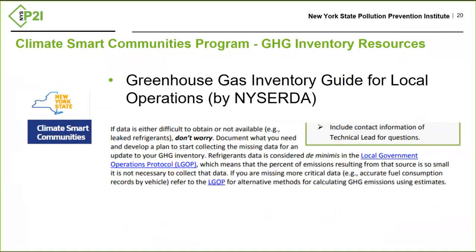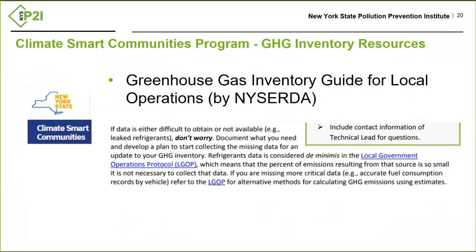it can be overwhelming thinking about taking a GHG inventory, what to include and how much you need to include. So this paragraph in that guide says if data is either difficult to obtain or unavailable, for example leaked refrigerant, don't worry. Document what you need and develop. So it encourages people not to get stuck on not identifying all of it, but this is discouraging communities from inventorying refrigerants. Another sentence midway down says refrigerant data is considered de minimis, which means that the percent of emissions resulting from that source is so small that it's not necessary to collect that data.